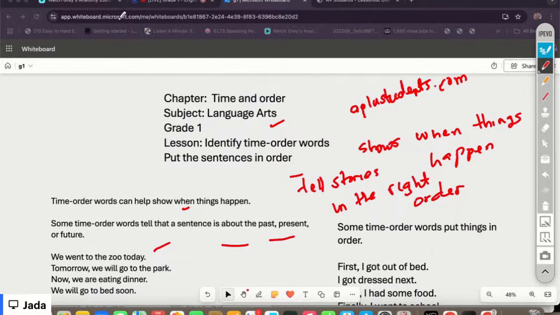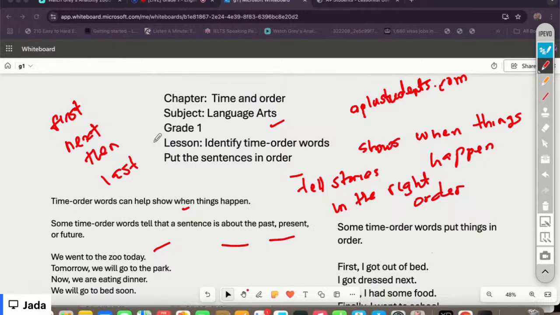Okay, so we have words that are very specific for time order. We have words like first, next, then, last. So all these words help us describe what is happening in a sequence. So these words are very important to note the time order in which something is happening. All right, so that is why we need time order.